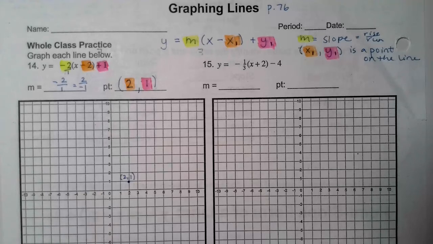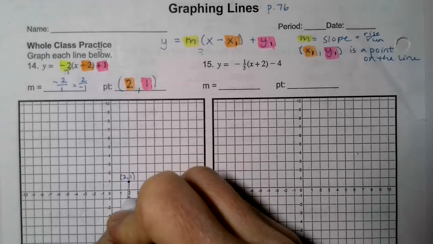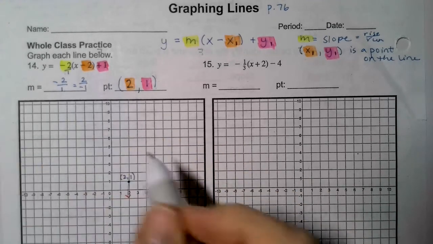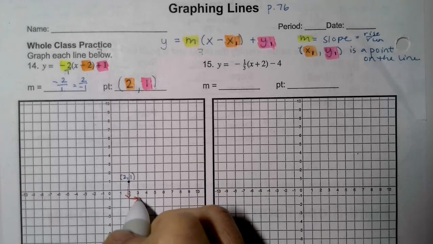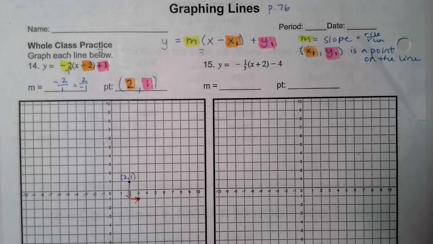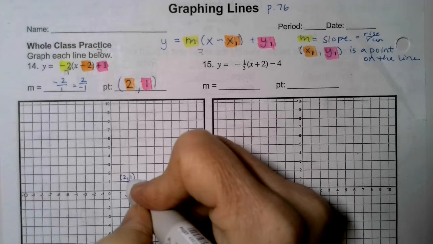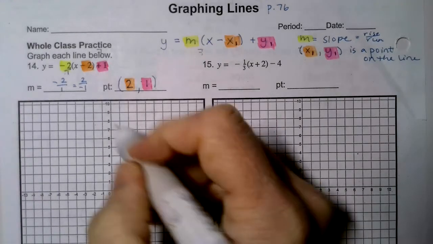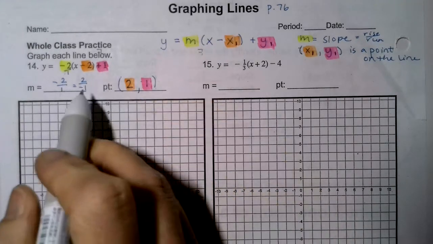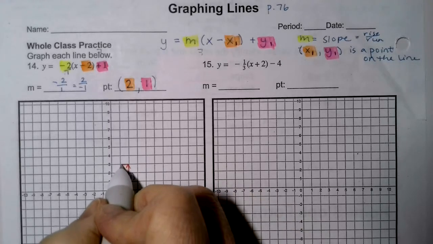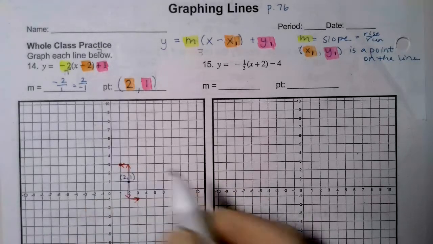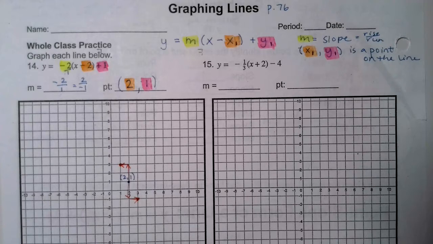So I could go down 2 units, and then it's +1, that would be to the right 1, and that would give me a point right here. If I went in the other direction and I went up 2, that would be here, that's a +2, and then the -1 would tell me to go to the left 1, and I would put a point right here. When you're graphing a line, you need to plot at least 3 points to know.